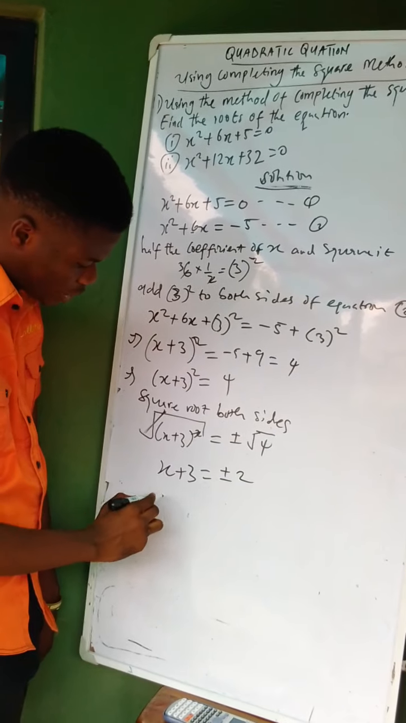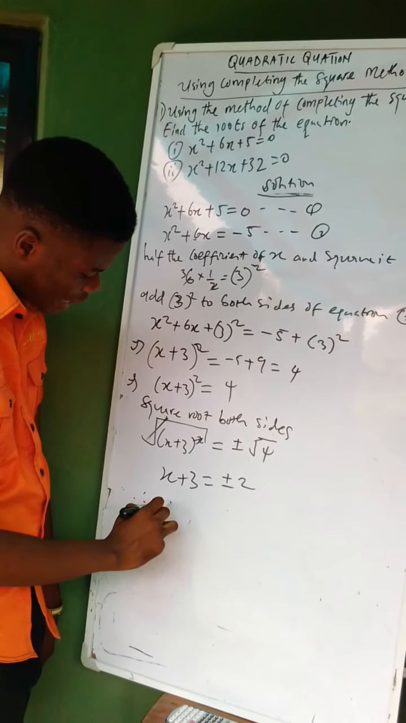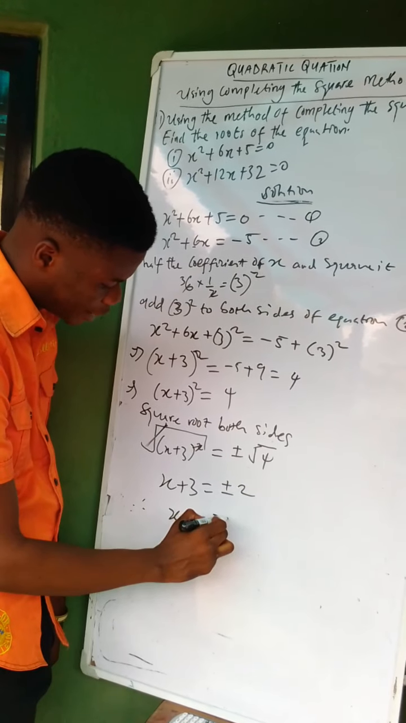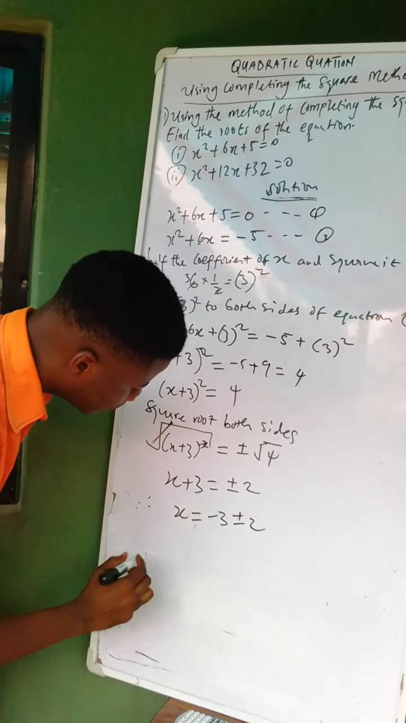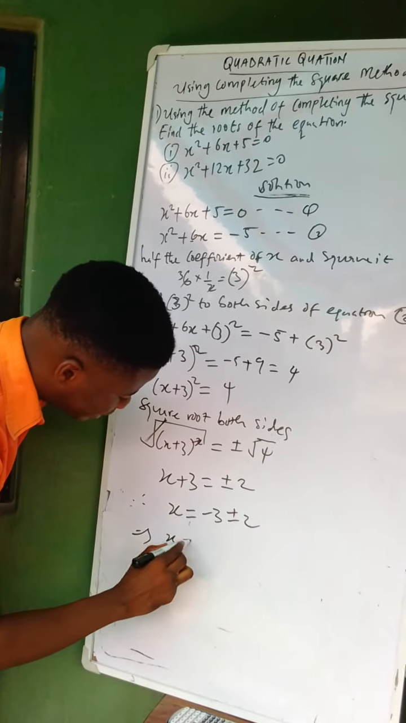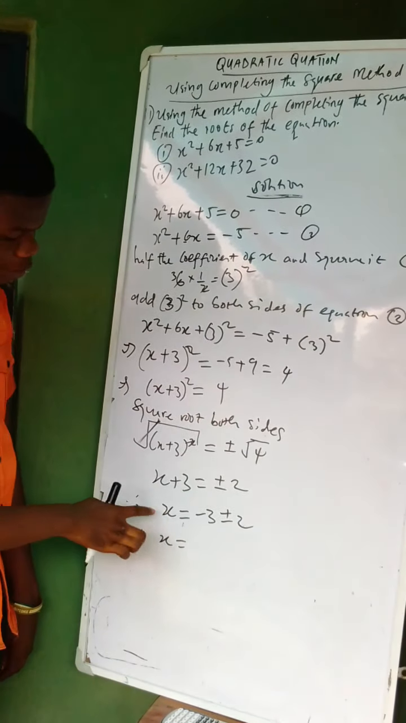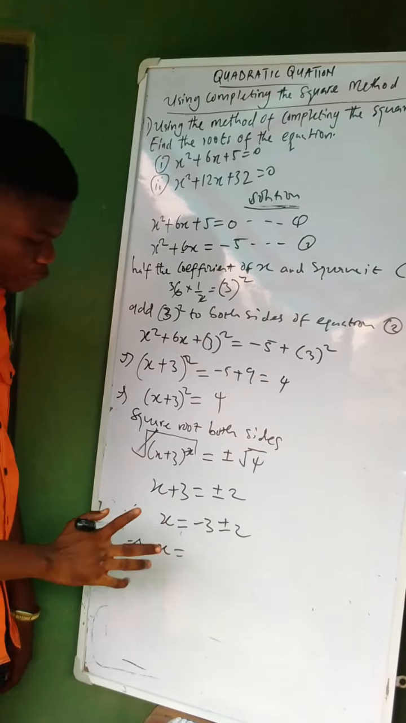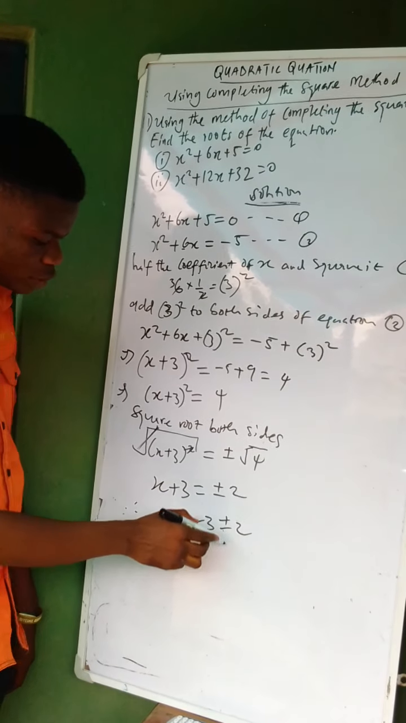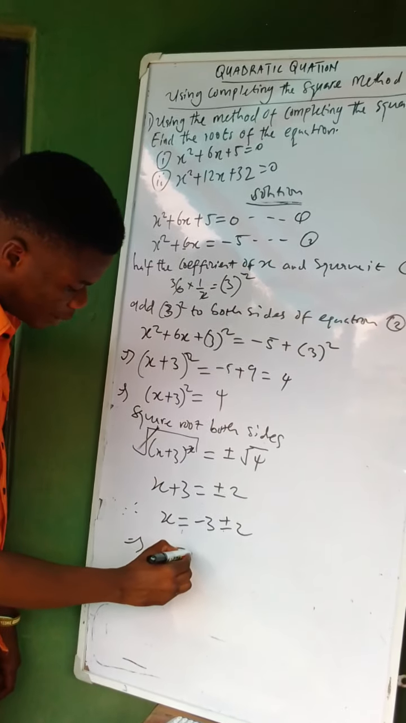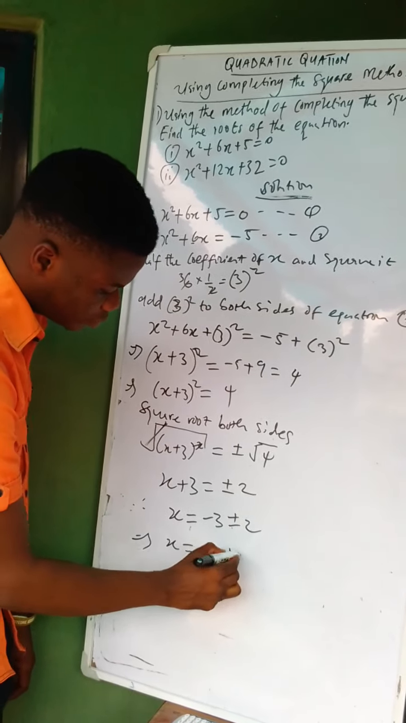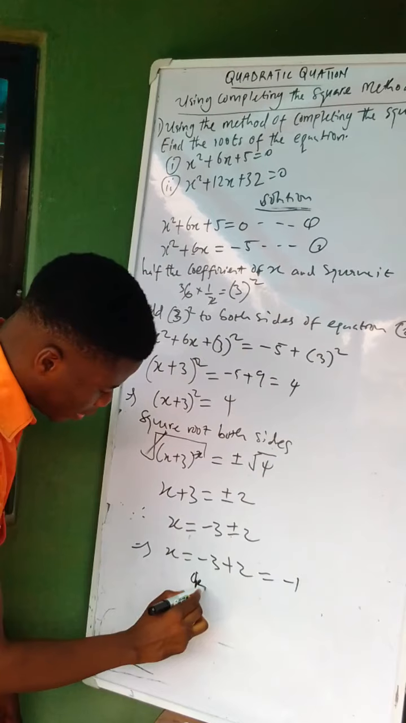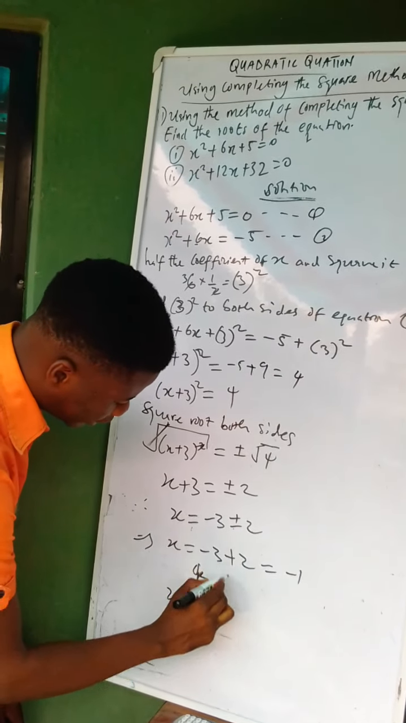So therefore I have x equals minus 3, this comes to this side and becomes a minus 3, plus or minus 2. I'm taking this to the side because I'm looking for x, the root of the equation, and that's what we're looking for. And we have two signs, the plus and the negative. So now I have minus 3, this is for the positive, plus 2 equals minus 1. Or x equals minus 3 negative 2.